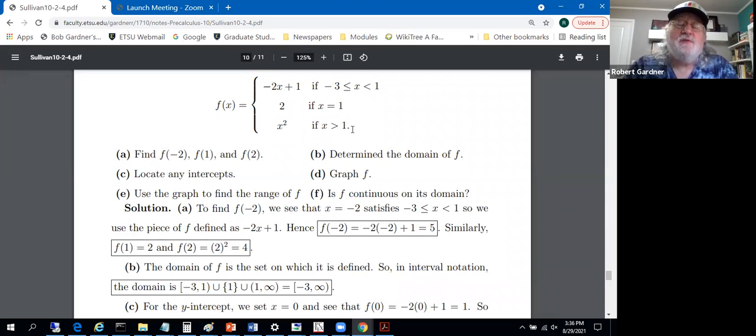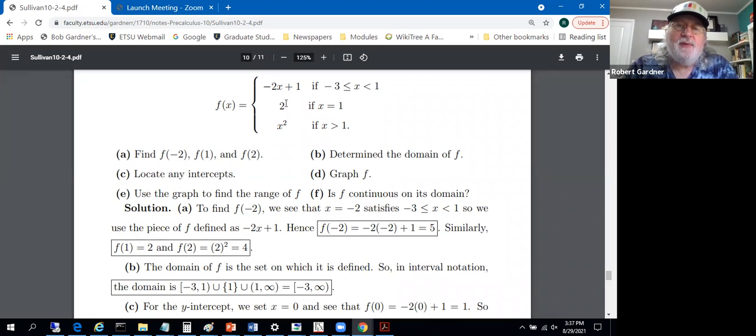But where's the function defined? Where they defined it. I take those pieces, the intervals on which the function is defined in pieces, union them together, that's the domain of the function. What's the range? Not yet. I need a graph for the range, but we found the domain and now the intercepts.